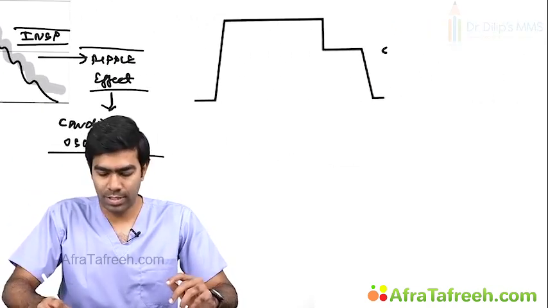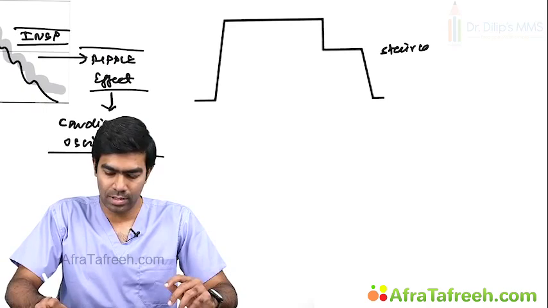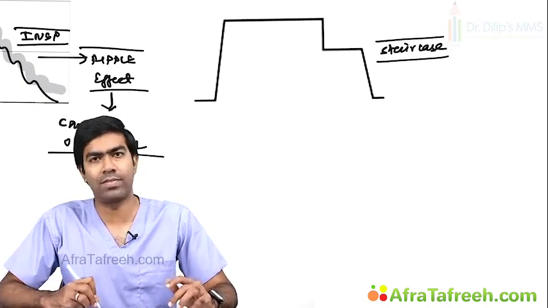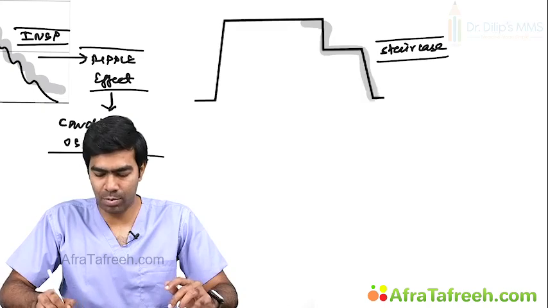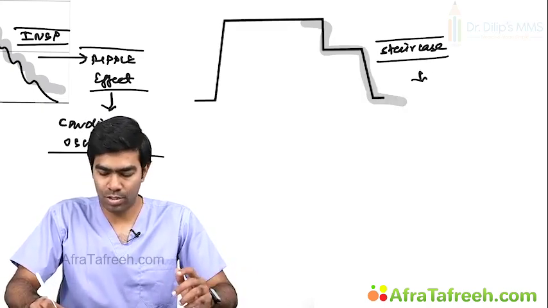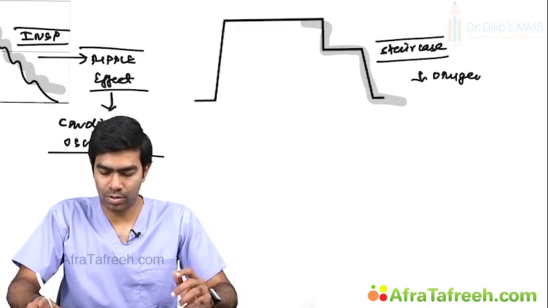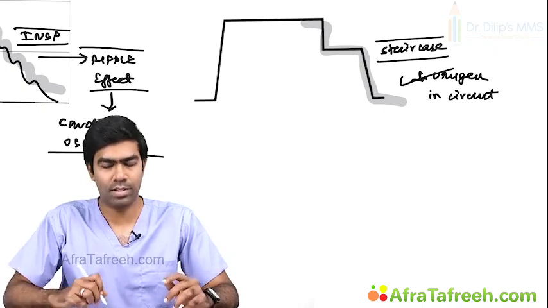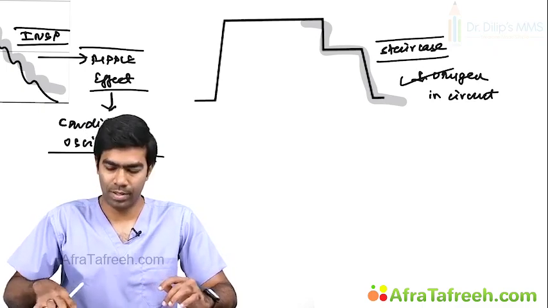Okay, so this is a staircase capnogram or staircase effect. You can see the capnogram looks like a staircase. It is usually due to low oxygen in the circuit that you can get this staircase kind of capnogram.